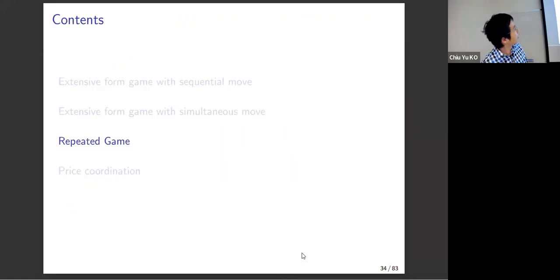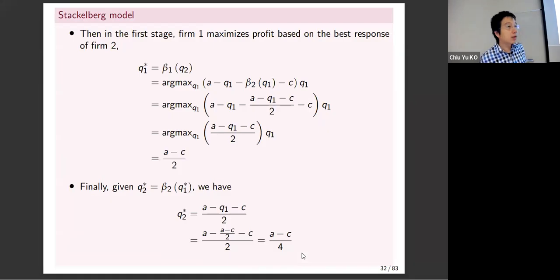Oh, I don't have the graph here. I suppose there was a graph, but I don't know why I removed it. But basically firm 1 is choosing the best response given firm 2. Why don't I have the graph here? Maybe I just took it out.